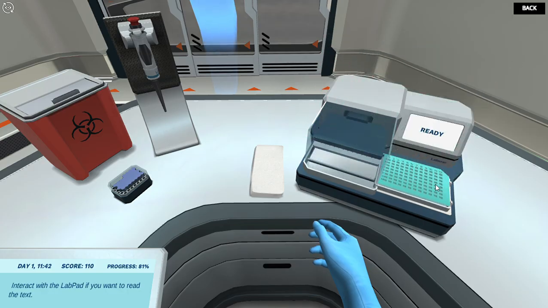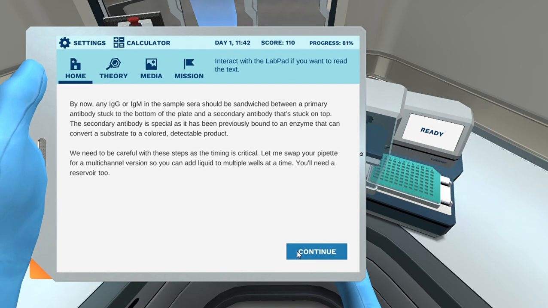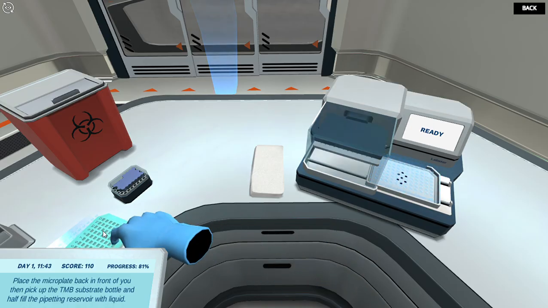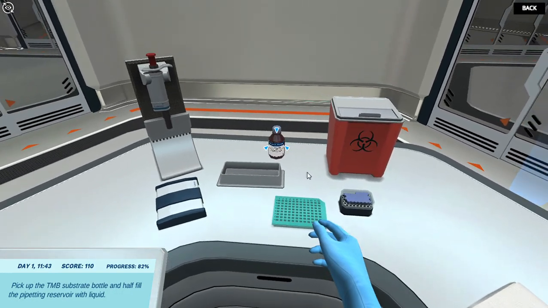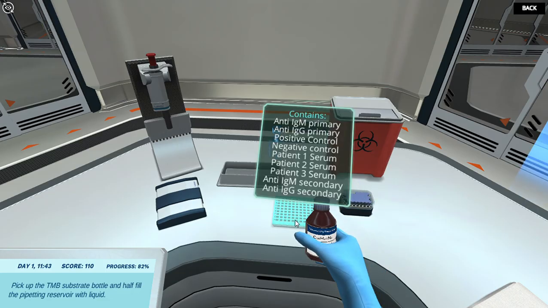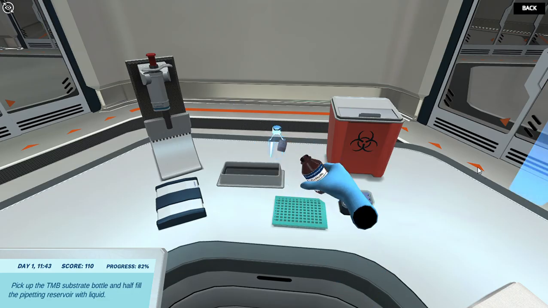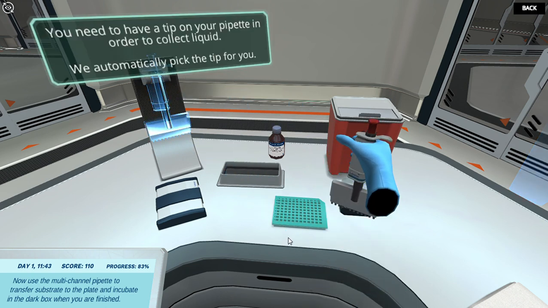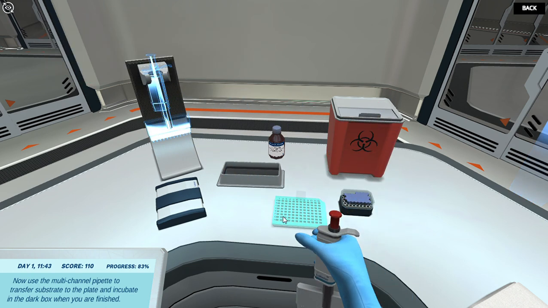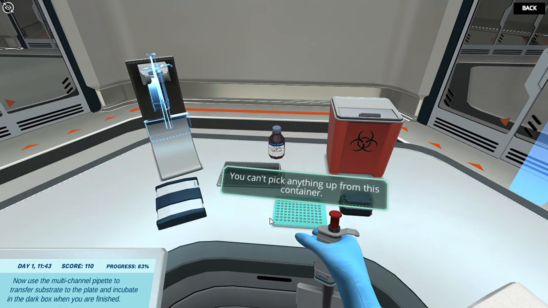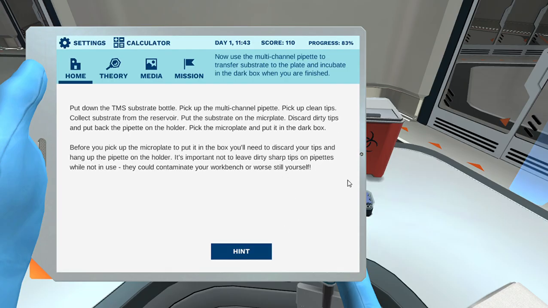By now, any IgG or IgM in the sample should be bound. Place the microplate back in front of you, then pick up the TMB substrate bottle and half fill the pipetting reservoir with liquid. Now use the multi-channel pipette to transfer substrate to the plate and incubate in the dark box when you are finished. You need to have a tip on your pipette in order to do this.